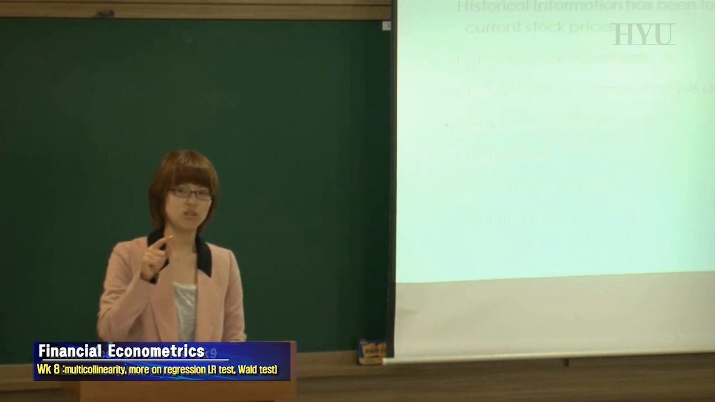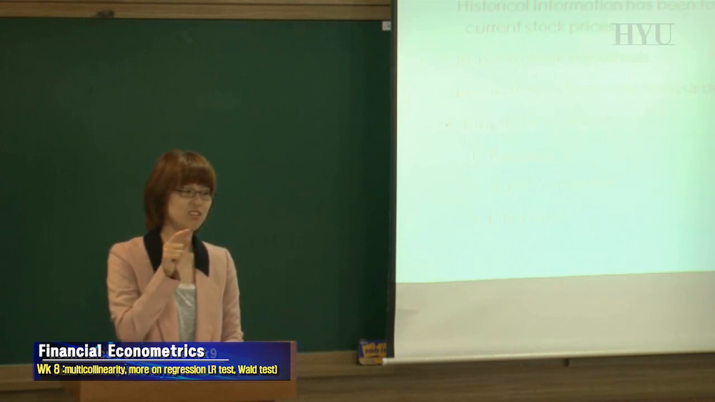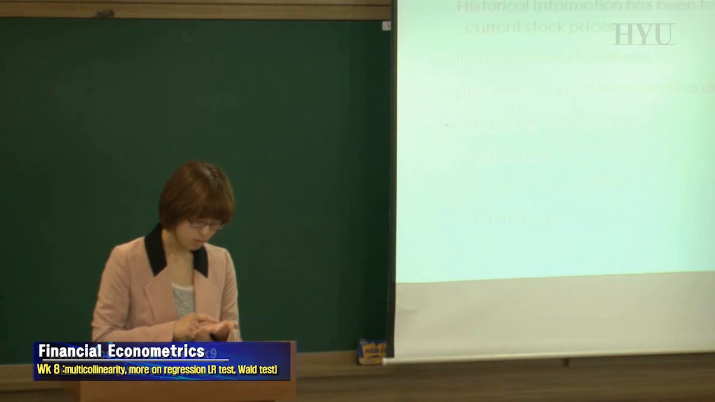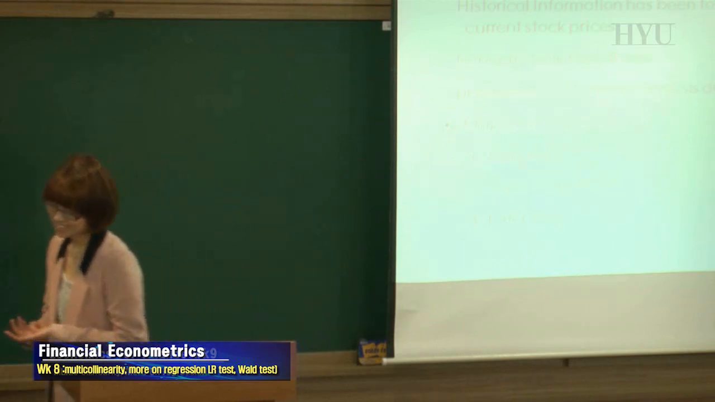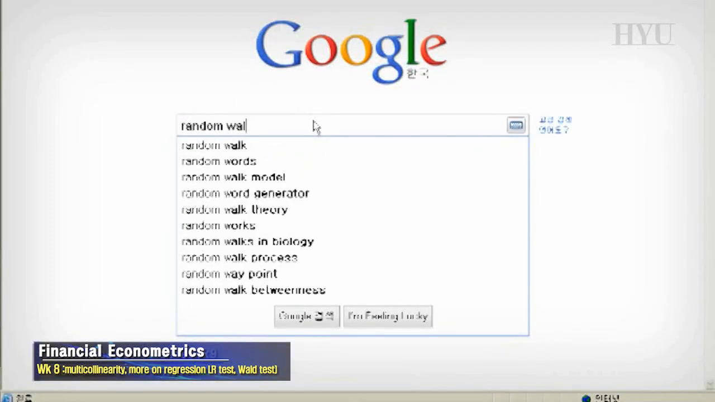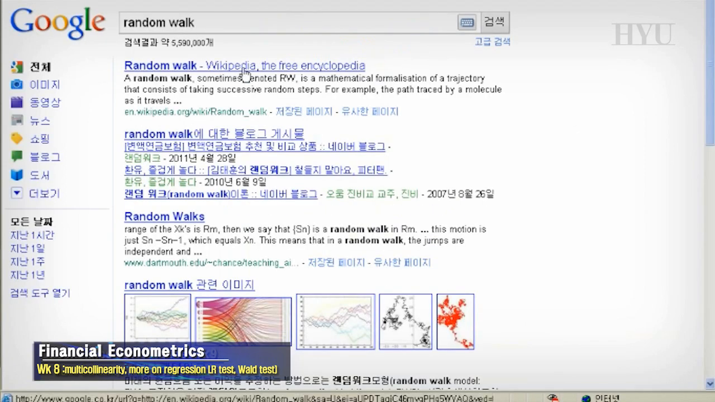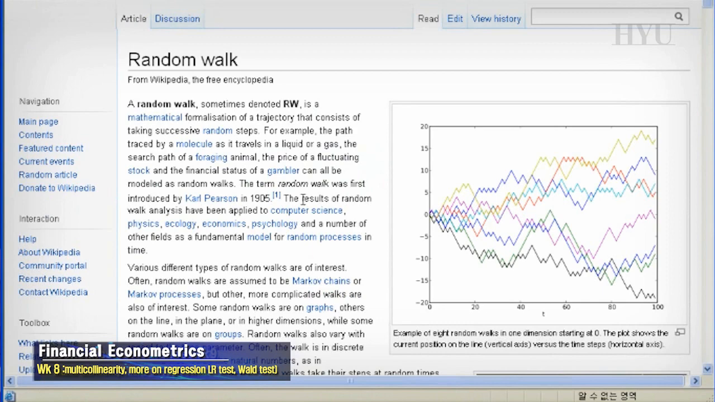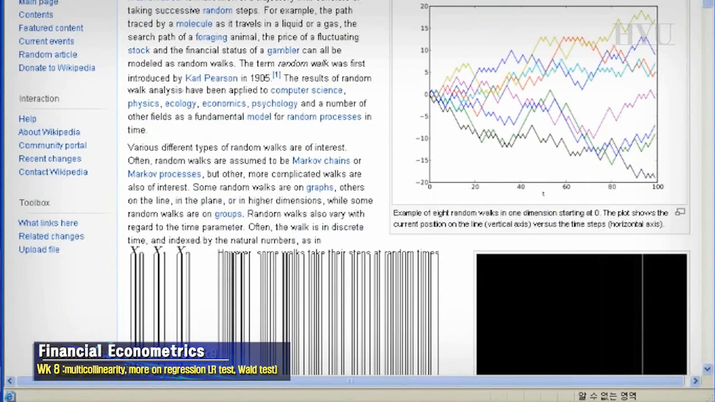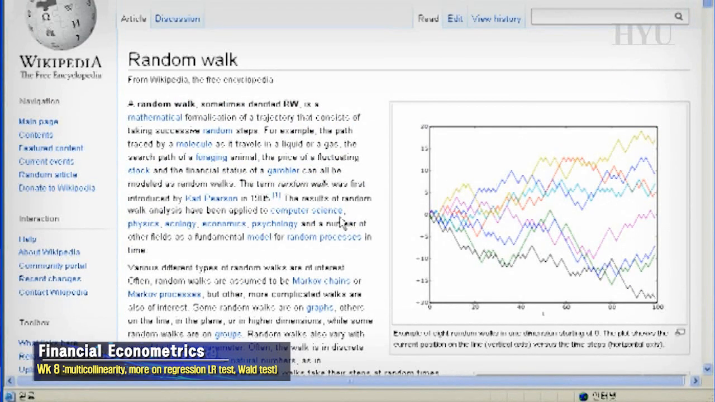Okay, open google.com and type random walk hypothesis. That's important. Random walk. Why don't you read the first sentence?